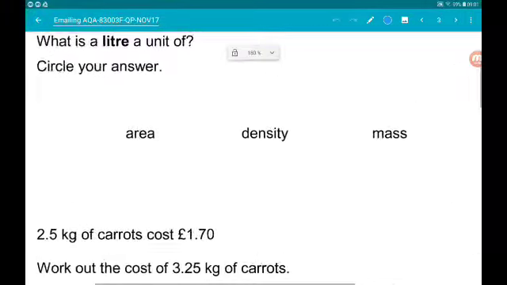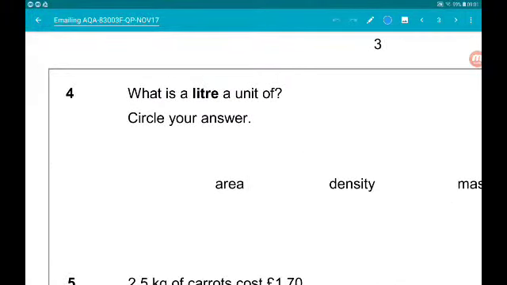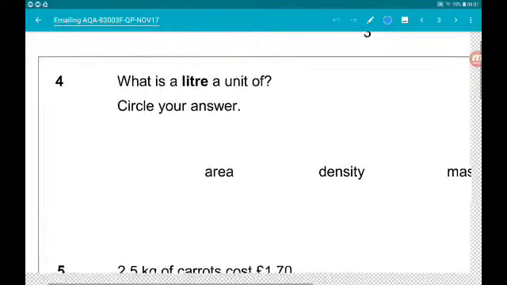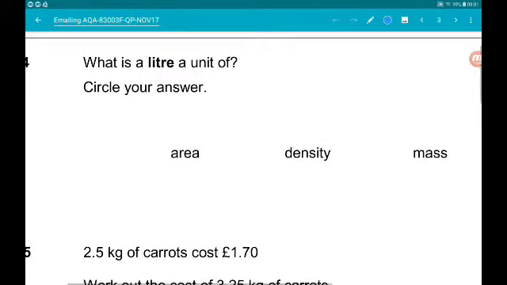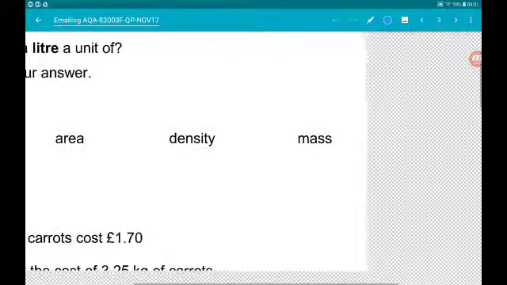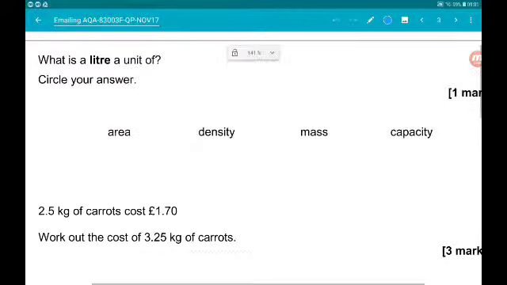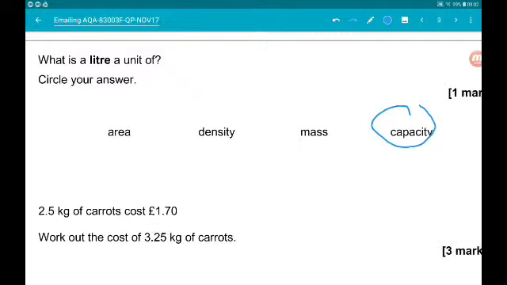Question 4. What is a litre? A unit of area, density, mass, or capacity. A litre tells you how much liquid or gas you have, so a litre is a capacity. You could also call it a volume, but here it's capacity.